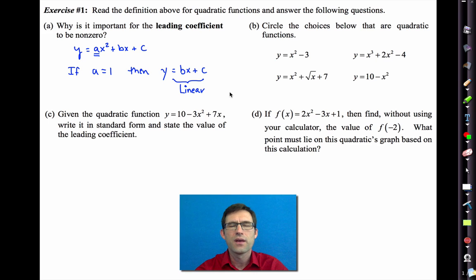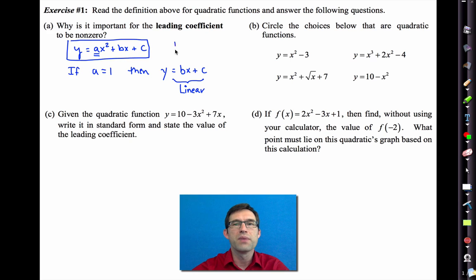Now, let's take a look at letter B. It says circle the choices below that are quadratic functions. So there's actually more than one here. But look at that carefully. Also look at this form. Remember that both b and c could be equal to 0, but obviously don't have to be. And see if you can figure out which ones of those are quadratic and which aren't.